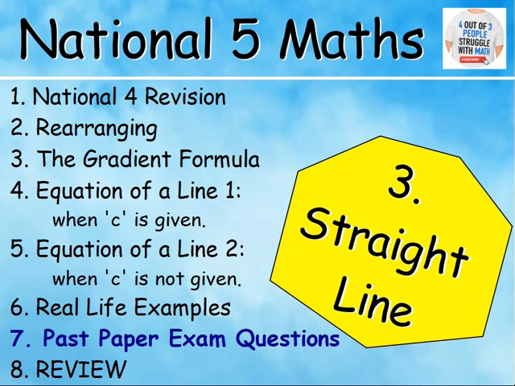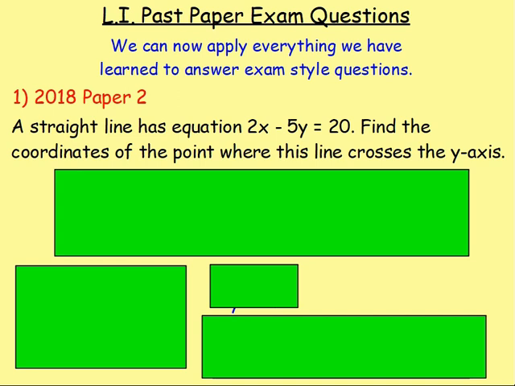We have now made it through all the lessons and we're going to be looking at some of the past paper exam questions. Oh, it's an exciting moment. So, let's start off with this question from the 2018 paper 2. A straight line has equation 2x take away 5y equals 20. Find the coordinates of the point where this line crosses the y-axis.